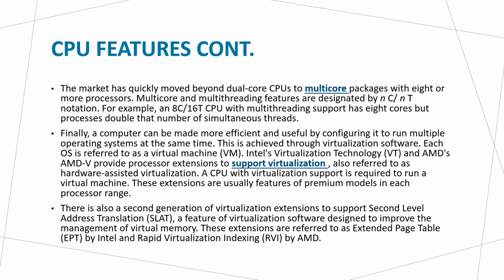Finally, a computer can be made more efficient and useful by configuring it to run multiple operating systems at the same time. This is achieved through virtualization software. Each OS is referred to as a virtual machine. Intel's Virtualization Technology, VT-x, and AMD-V provide processor extensions to support virtualization, also referred to as hardware-assisted virtualization. A CPU with virtualization support is required to run a virtual machine. These extensions are usually features of premium models in each processor range.